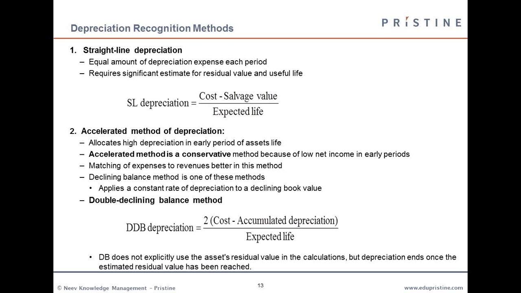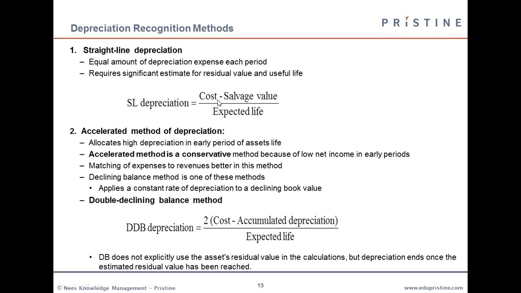First is the straight line depreciation. In this, we allocate equal amount of depreciation every period. Suppose you have a plant whose life is expected to be 5 years, then you give the same amount of depreciation every year from year 1 to year 5.